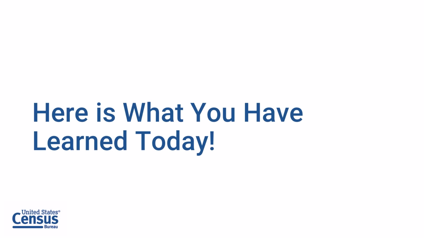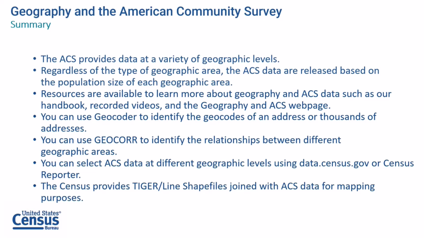Here is what you've learned today. Today, you learned that the ACS provides data at a variety of geographic levels. Regardless of the type of geographic area, the ACS data are released based on the population size of each area. Resources are available to learn more about geography and ACS data, such as our handbook, recorded videos, and the Geography and ACS webpage. You can use Geocoder to identify geocodes of an address or thousands of addresses.